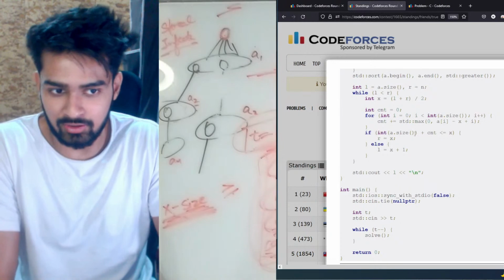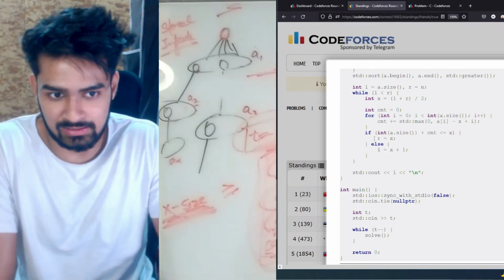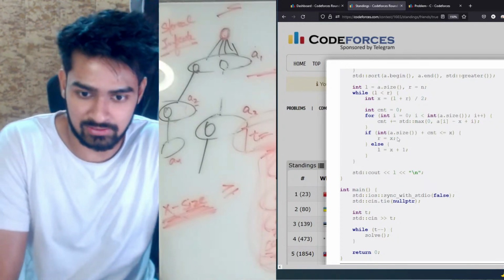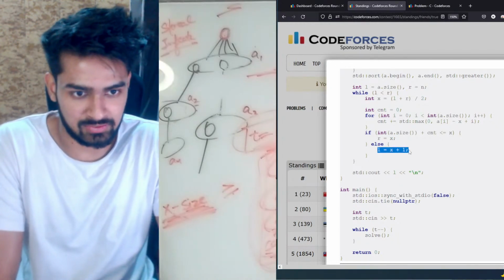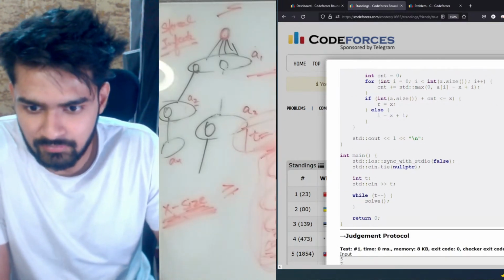Okay, and the initial infections we did. If this is possible, then we can say that r equals x, because this x can be an answer. Otherwise we just say l equals x. In the end we just return and print l, and that's it.